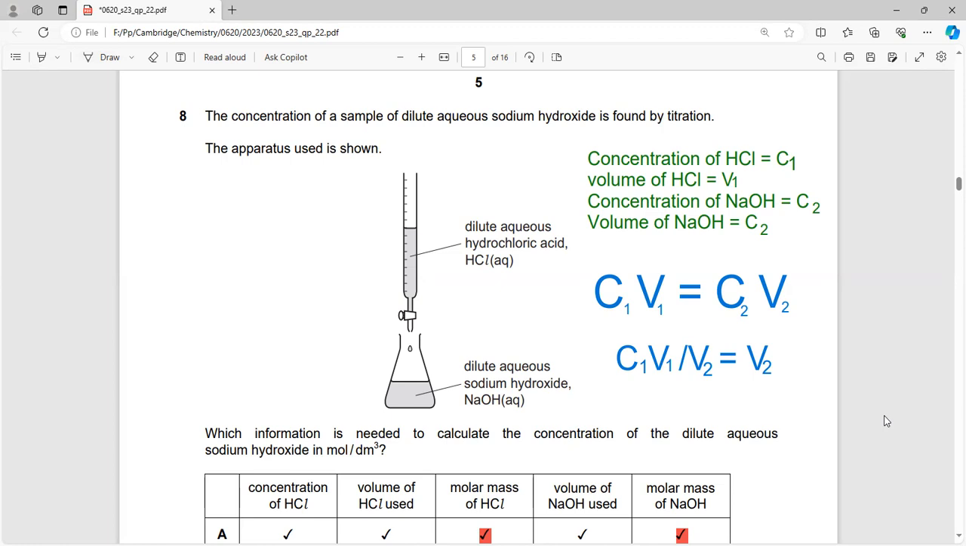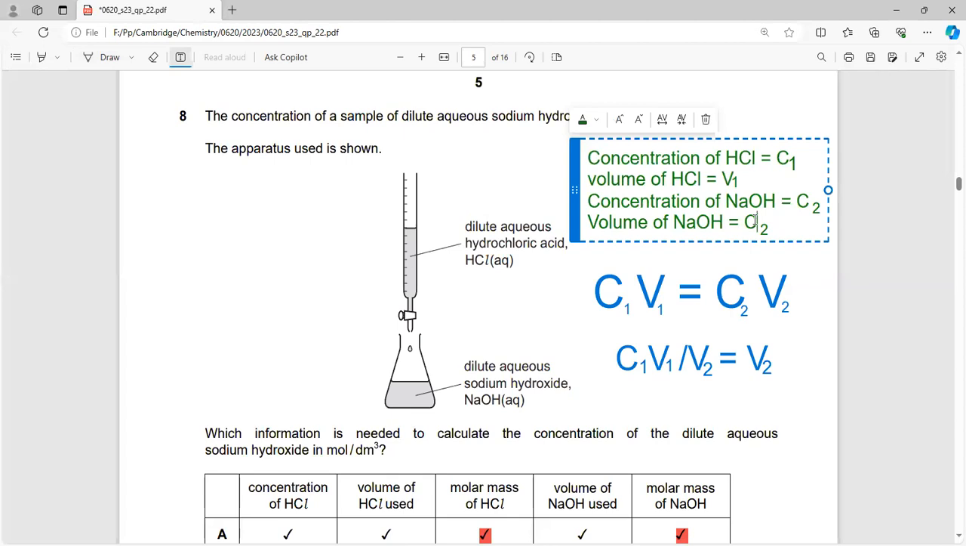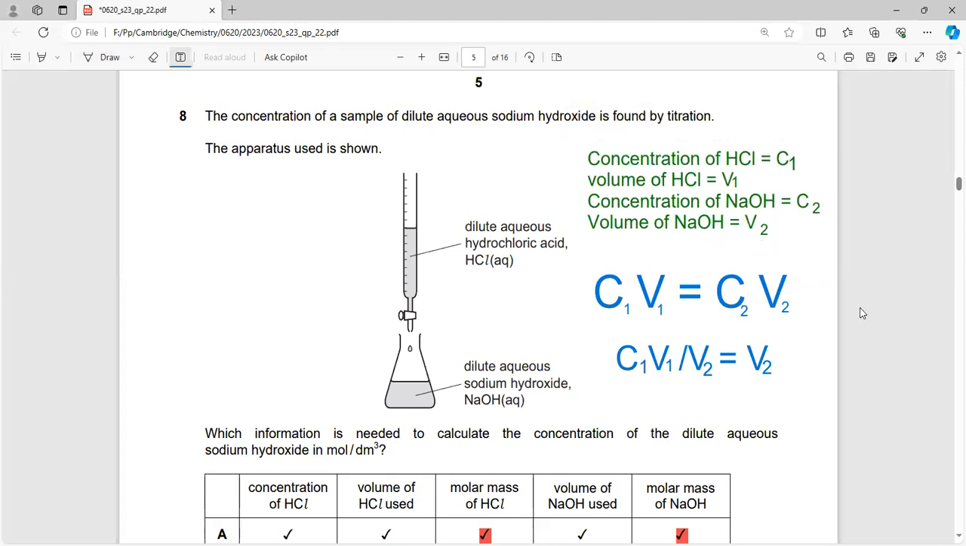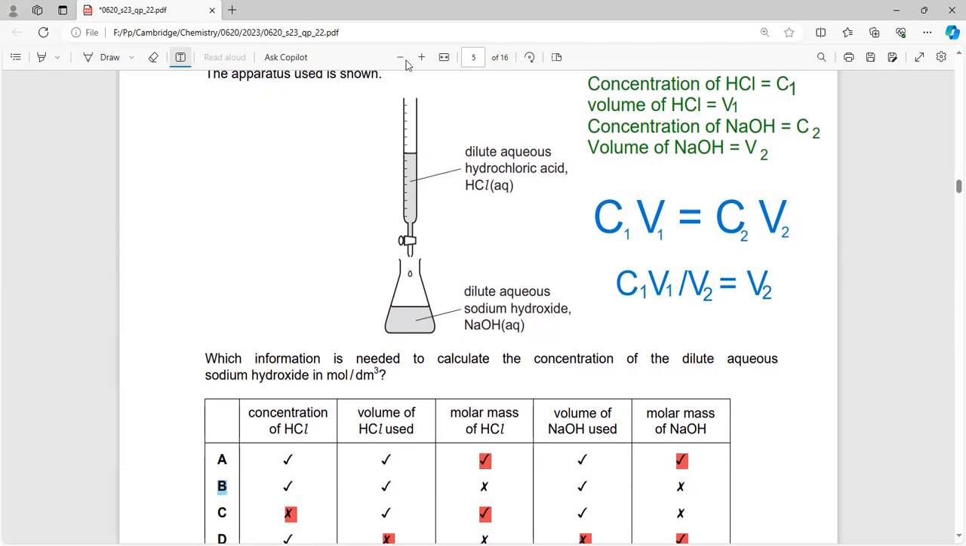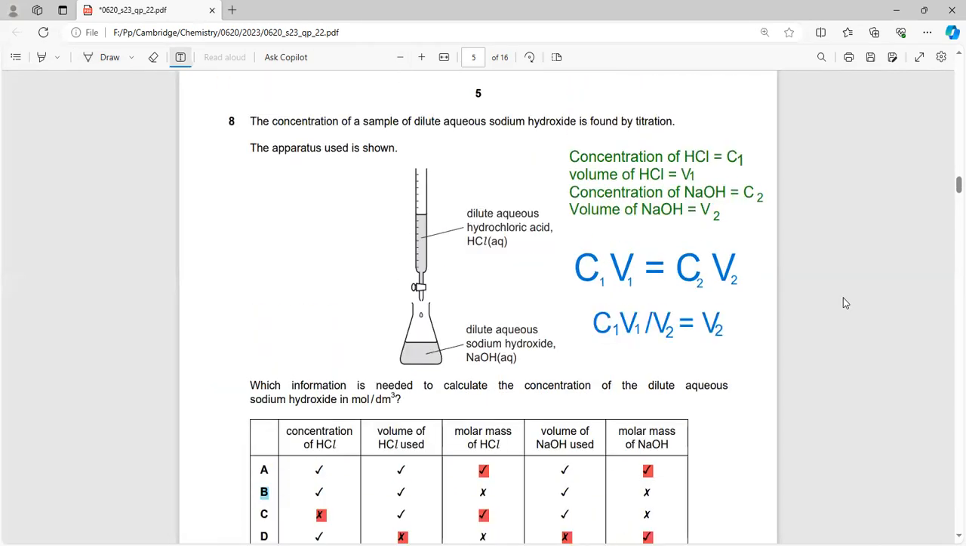The volume of sodium hydroxide is V2. So we are representing this value as our V2. Here the formula is C1V1 equals C2V2. We need to calculate the concentration of the sodium hydroxide, so C2 equals C1V1 divided by V2. We need the concentration of hydrochloric acid, the volume of hydrochloric acid, and the volume of sodium hydroxide for this formula to calculate.